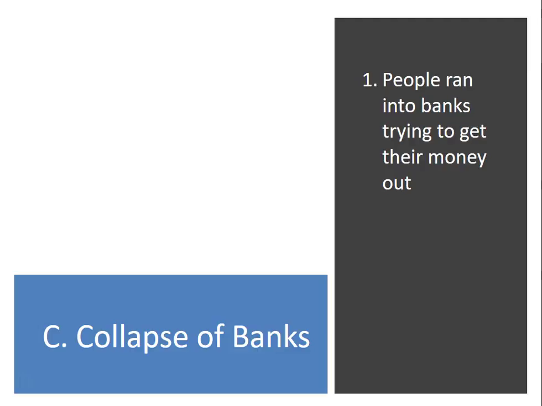So we're first going to talk kind of about the collapse of banks. One of the first things we see with the Great Depression is that the banks start to shut down. And the reason is that when the stock market crashed and people started losing money, a few people were like, hey, I'm going to go get my money out of the bank, because banks had also been buying stocks.